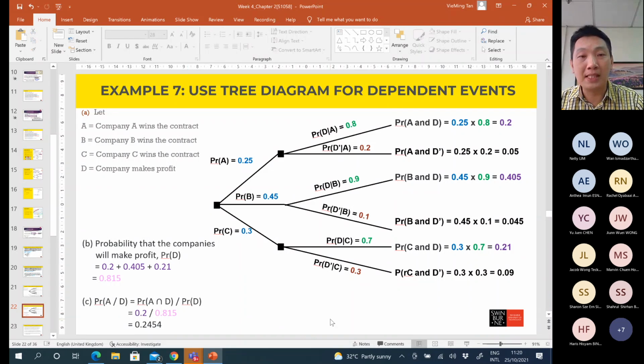So far so good for the dependent event question. It can be new for you. Maybe in your Form 5 you haven't studied this dependent event. It's a new thing for you.